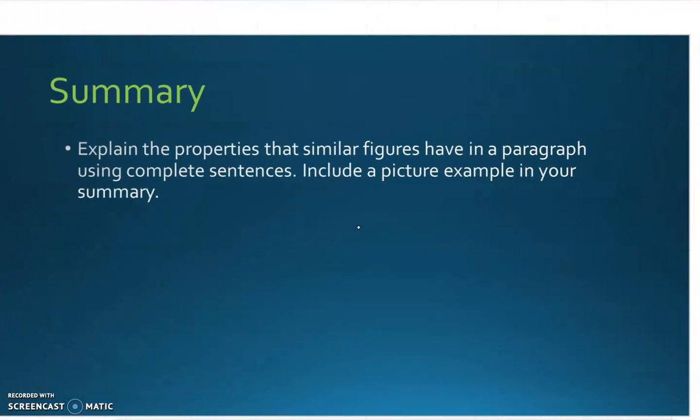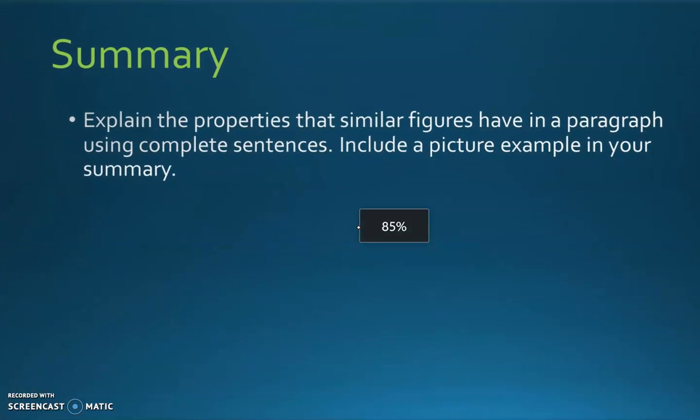Okay. That is our notes for today on corresponding parts and using corresponding parts and angles and side lengths to solve for missing angles and side lengths. So here's your summary. Explain the properties that similar figures have in a paragraph using complete sentences. Include your own picture example in your summary. So make up your own picture example that illustrates what we're talking about in terms of these properties.